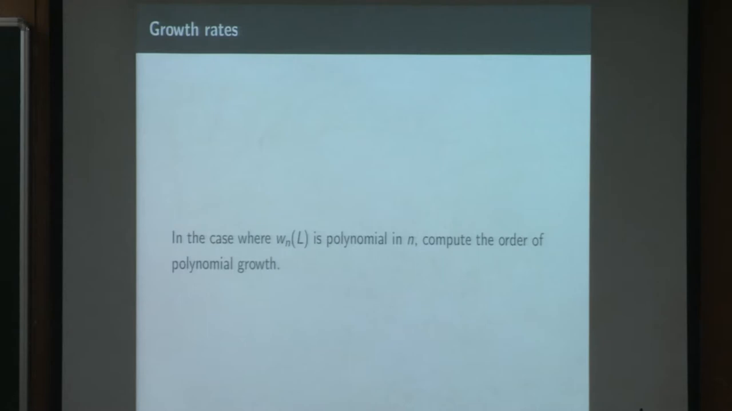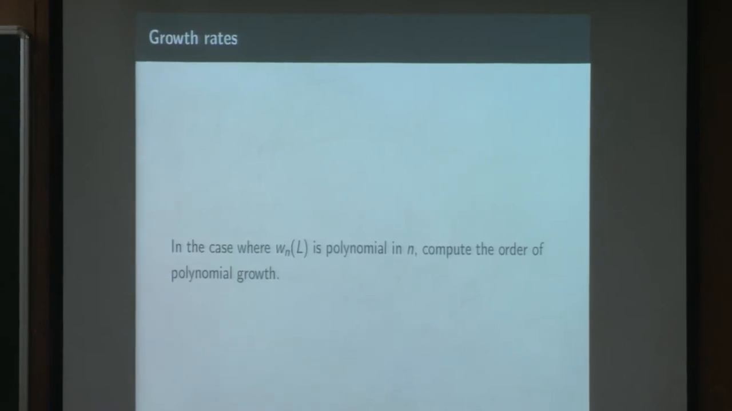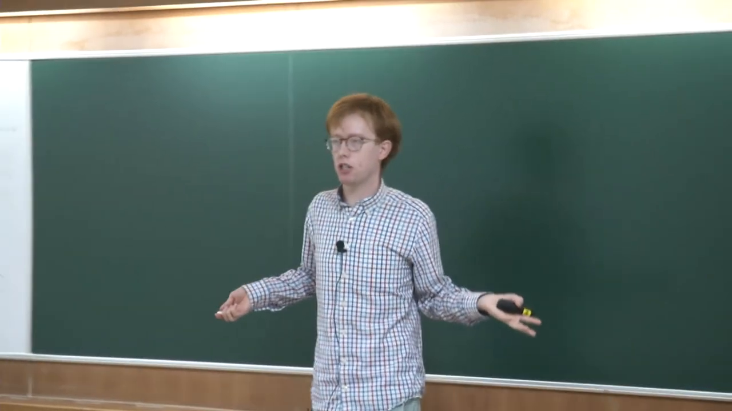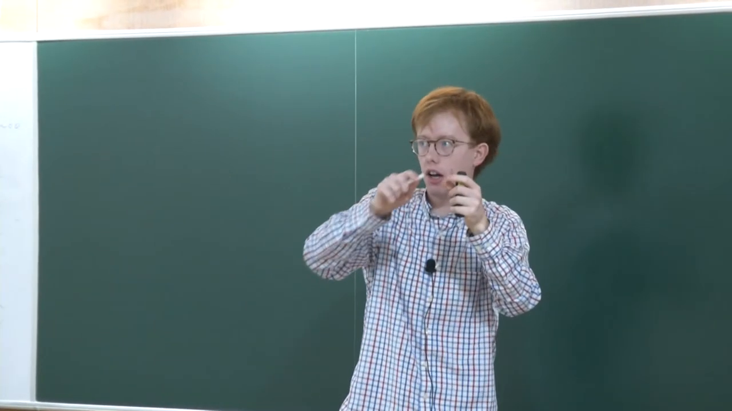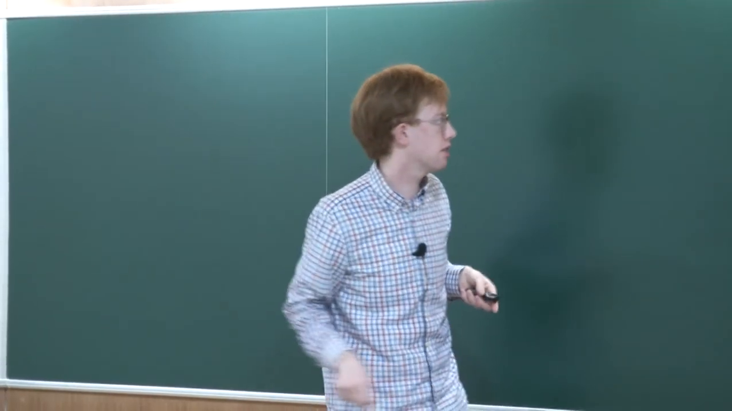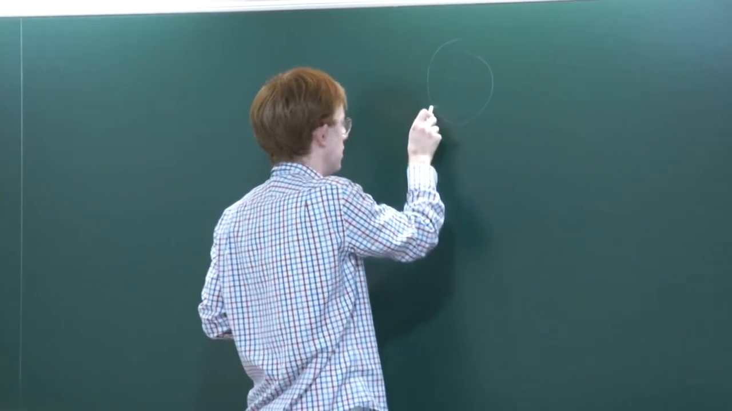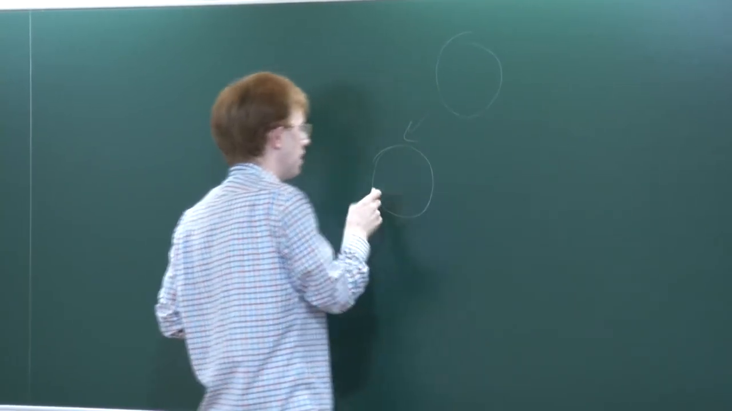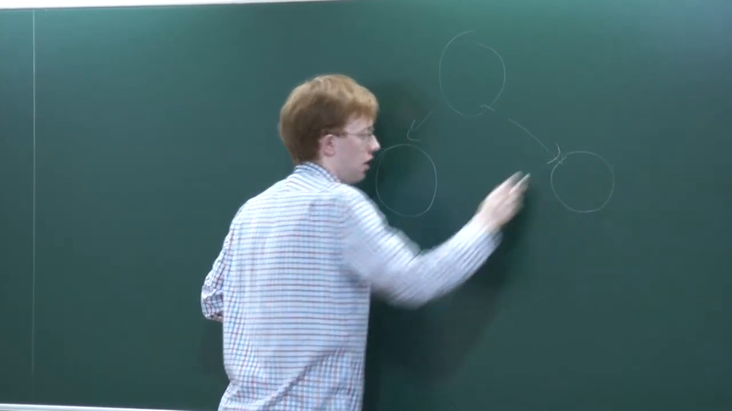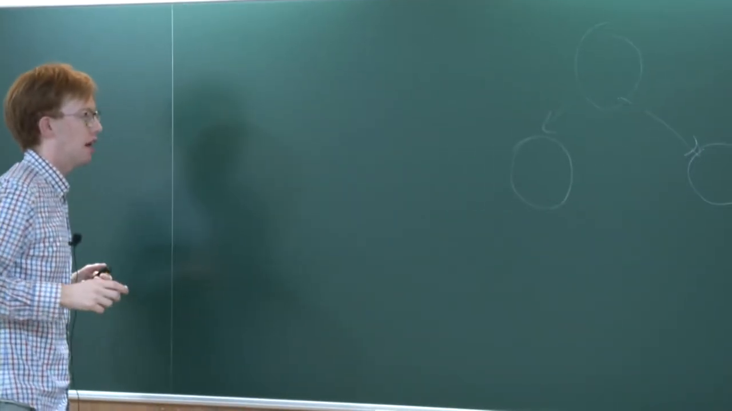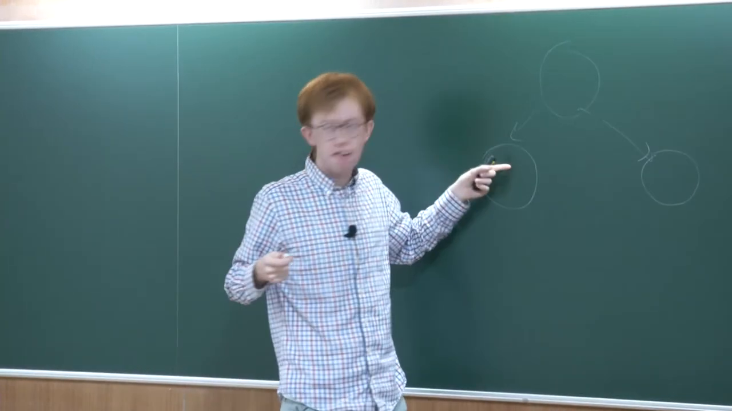For the case of language growth, this is not so bad. The reason is basically that having polynomial language growth is a very strong condition. If we look at the transition graph of our automaton, we can think of the strongly connected components independently, and of course there's a DAG of those. And within each component, everything has to be commutative.